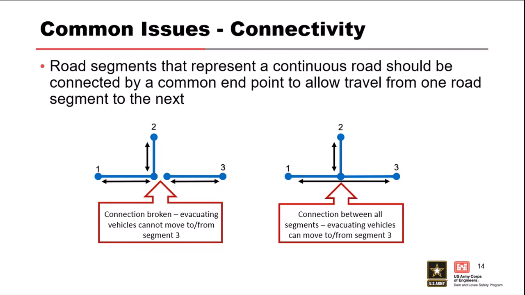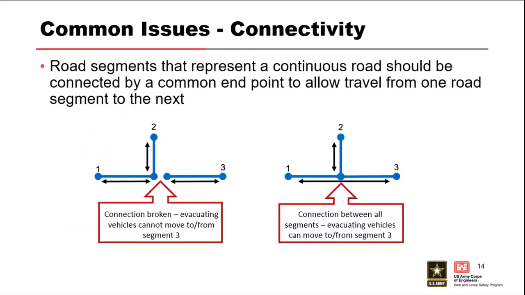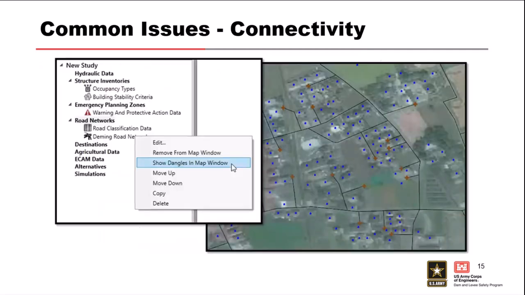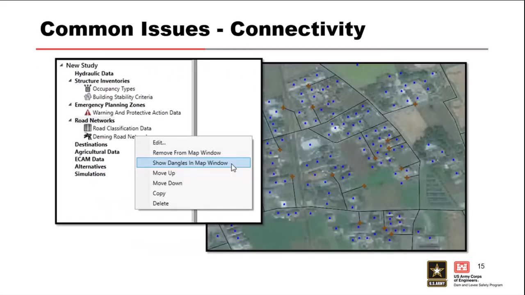If the connectivity is broken, then it's up to you to go in and manually edit those roads to connect them and use snapping tools and whatnot to do that. One way to identify these points where they're not connected is there's an option in LifeSim to right-click on your road network and segment. And that can be really useful in identifying places like this.